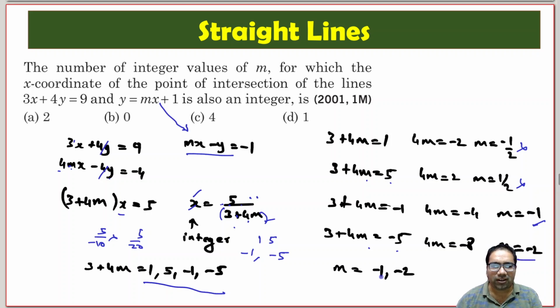So basically for m equals minus 1 and minus 2, the x coordinate of the meeting point is also an integer. So how many values does m have? Two values. The number of integer values of m is 2. Simple problem, hope you like this. Thank you.